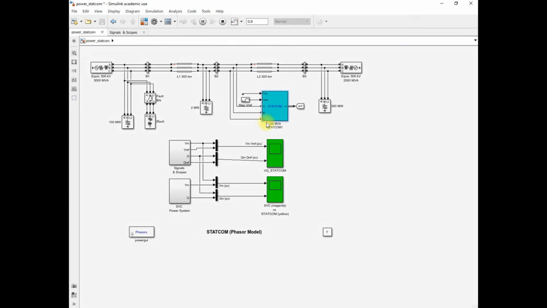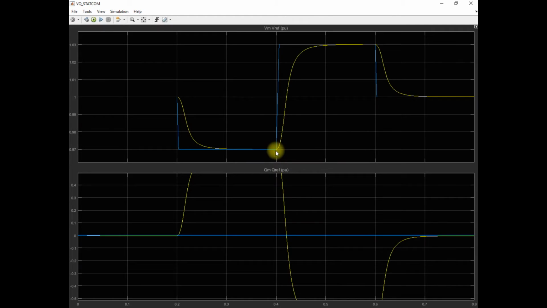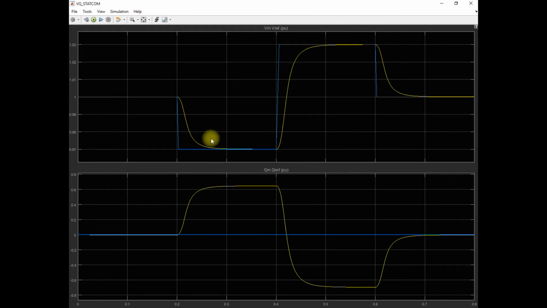Now let's see the simulation. Run this simulation for the zero droop, and you can now see that the actual, or measured, voltage reaches the V reference, because here we set the droop to zero. It means there is no slope in the VI characteristic of the STATCOM, so you get perfect voltage regulation based on the V reference set in the STATCOM.